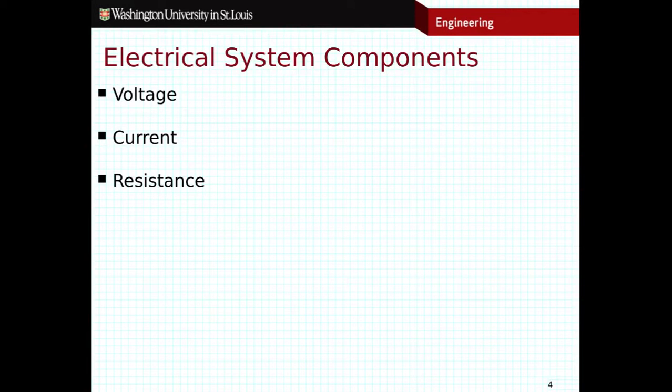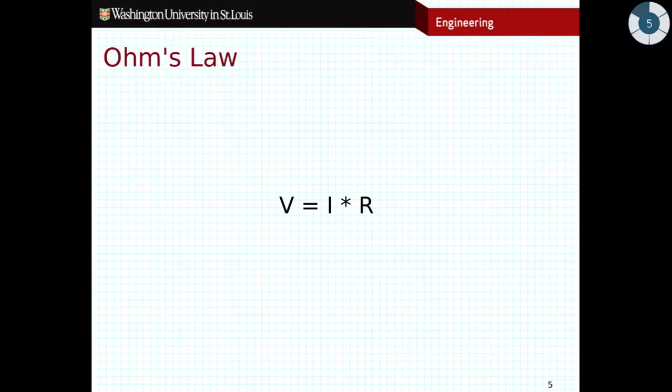There are some more that we'll talk about perhaps later on, but those are the three that we need to know right now. And these three particular components lead to a very famous law that you may have seen before called Ohm's Law, that states that the voltage of a system is equal to the current in the system times the resistance in the system.